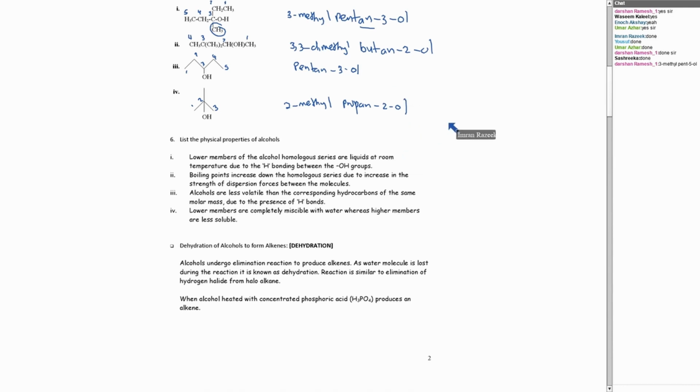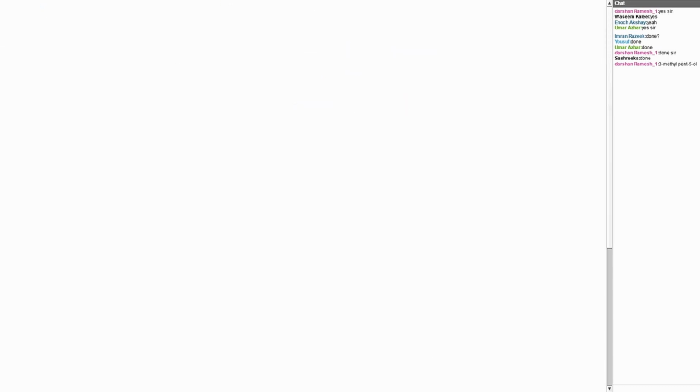So that accounts for the increase in boiling and melting points, and for the decrease in volatility of the alcohols. Alcohols become less volatile as you go down the homologous series, because as intermolecular force strength increases, they won't be easily volatile, right? And the lower members are completely soluble in water, completely miscible, whereas higher members are less soluble. This can be explained in terms of intermolecular attractions and also in terms of hydrophilic and hydrophobic nature.